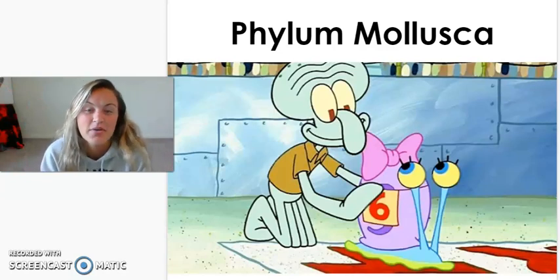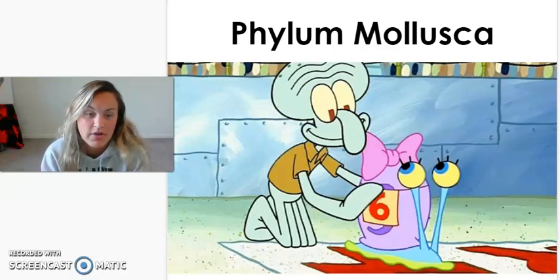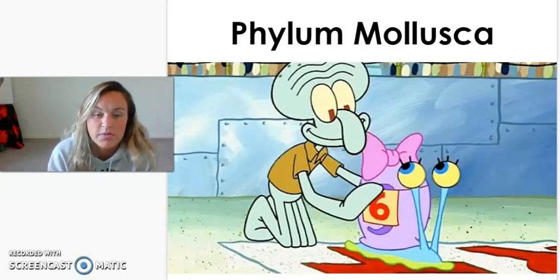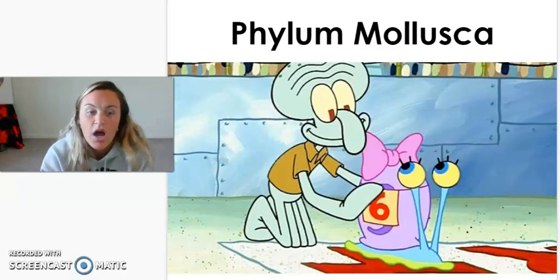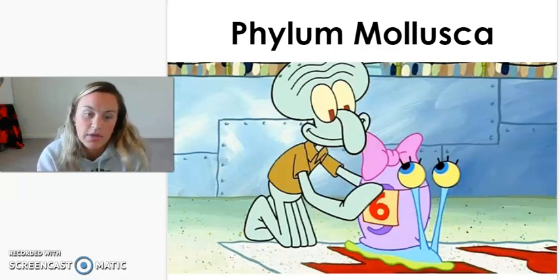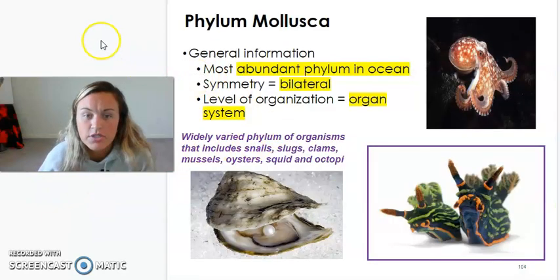All right, so we are going to get started with our largest invertebrate phylum, which is the phylum Mollusca. And I love this image from SpongeBob because it shows you the wide range of the types of organisms that we can find in this phylum. So anything from a squid, an octopus, all the way down to a snail, a clam, all of that falls within the phylum Mollusca.